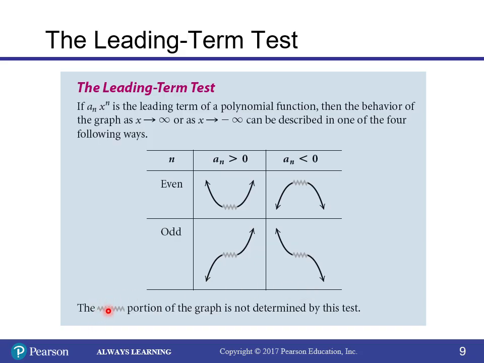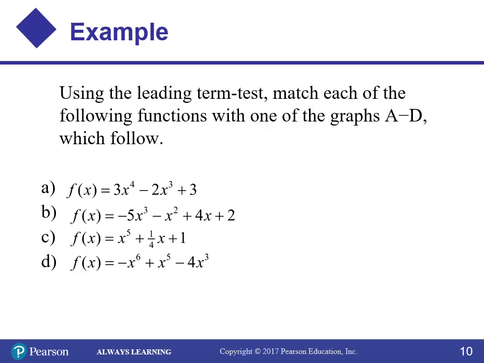Of course, that squiggly line portion of the graph is not determined by the test. It depends on what the power is on your x, how many times it can go up and down in the middle. So basically, we're just looking at the end behavior for these. Let's use the leading term test and match each of the following functions with one of the graphs A through D. And again, these are the ones in your notes.